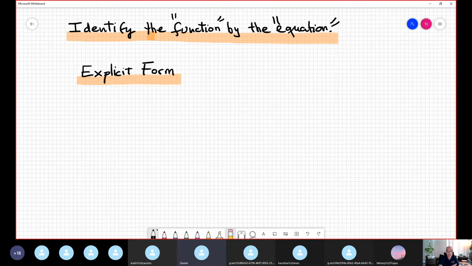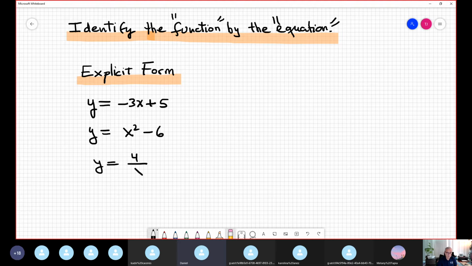Explicit is the word that indicates that it's easy, understandable, clear, not confusing. When something is explicit, it's clear. Let's suppose y equals minus 3x plus 5. This is explicit. Another example is y equals x squared minus 6. Another example is y equals 4 divided by x. These are examples of the explicit form of the equation because the y is totally isolated, in this case on the left-hand side.